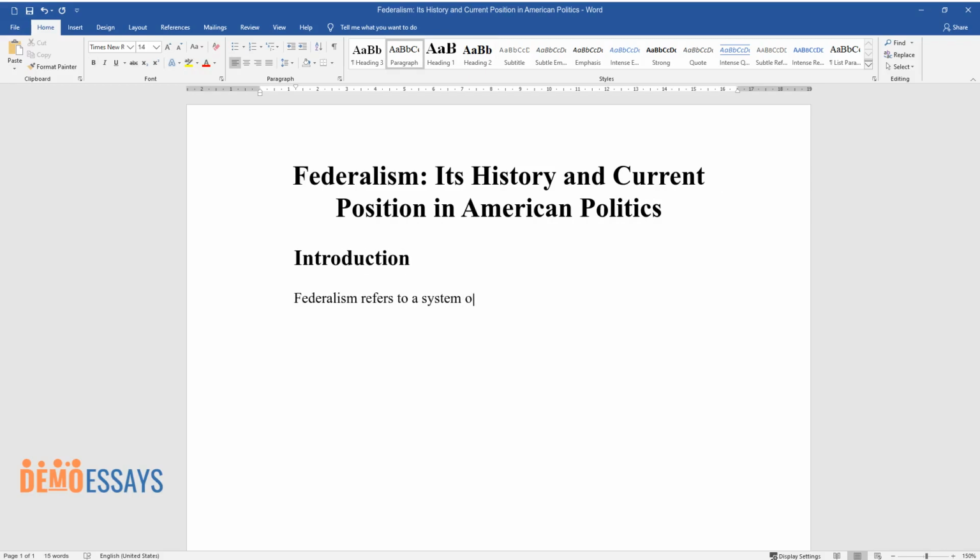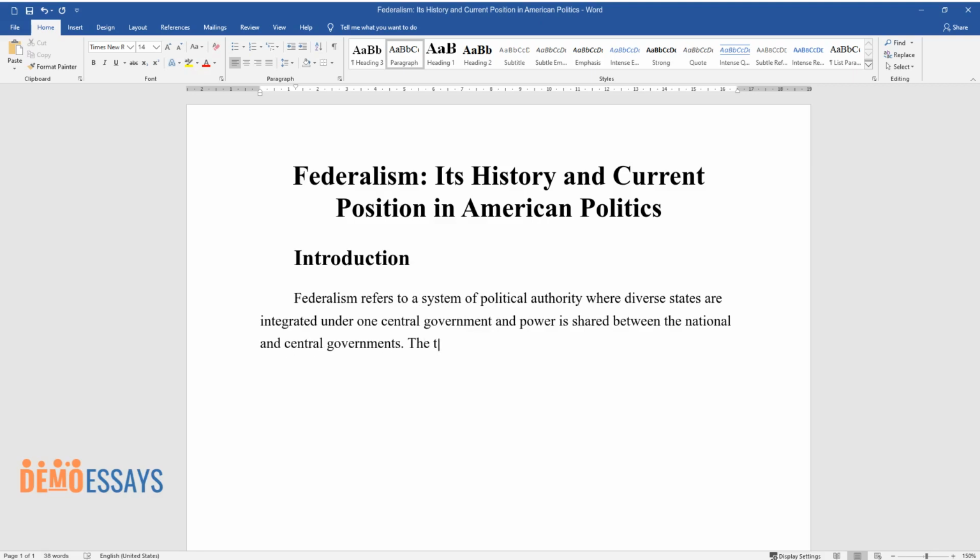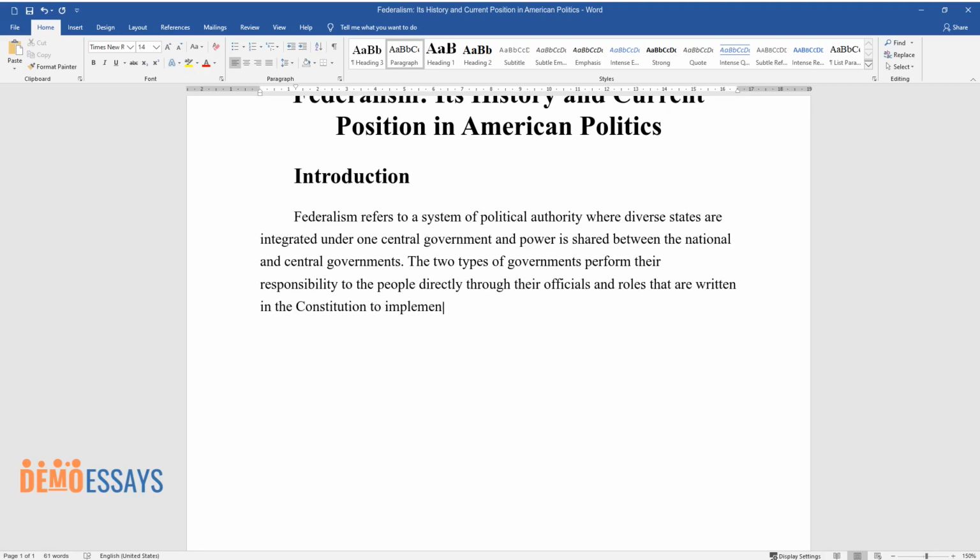Federalism refers to a system of political authority where diverse states are integrated under one central government and power is shared between the national and central governments. The two types of governments perform their responsibility to the people directly through their officials and roles that are written in the Constitution to implement their functions.